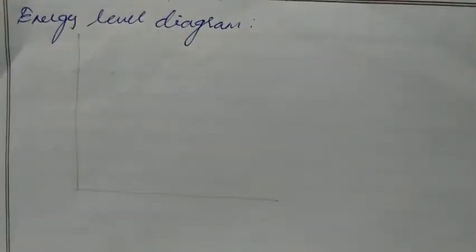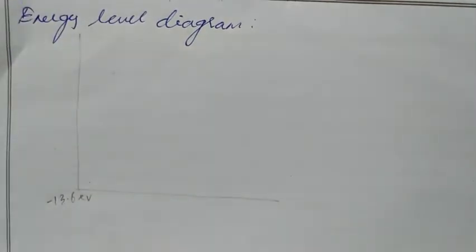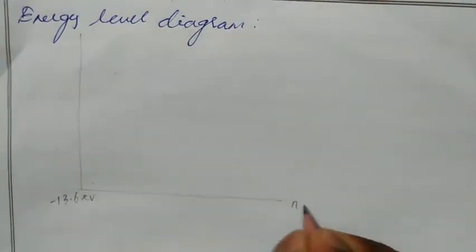Hello students, in today's class we are going to discuss the energy level diagram. In the last class we studied different energy levels of the hydrogen atom. Kindly watch the previous video. There we ended with the different energy levels for the hydrogen atom. E1 is equal to minus 13.6 into 1 square divided by 1 square, equal to minus 13.6 electron volt in the ground state. So in the ground state we have minus 13.6 electron volt, for n equal to 1.